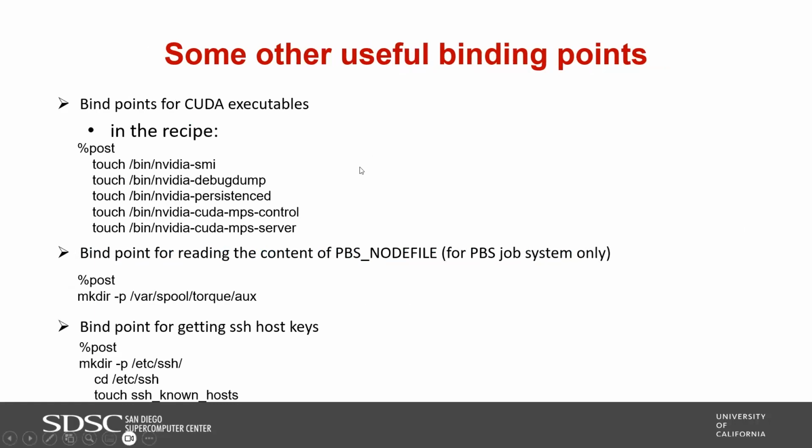And there are some useful binding points. For example, for the CUDA executables, if you need to run those CUDA executables, you can add and apply those binding points inside your container. You can also add binding points for reading parameters or environment variables from your job scheduler, and you can add binding points for getting the SSH host keys.